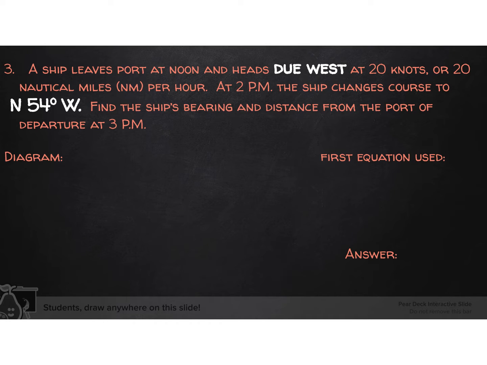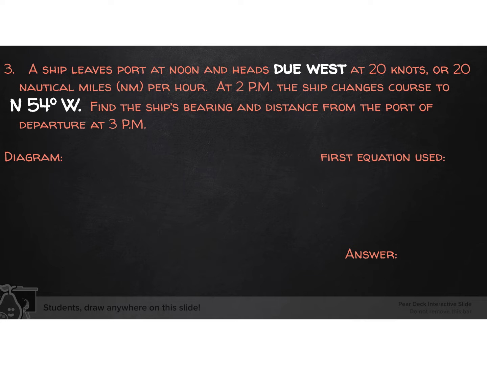Okay, this one I think is a little bit harder. So the setup is tricky for sure. A ship leaves port at noon and heads due west at 20 knots, or 20 nautical miles per hour. At 2 p.m., the ship changes course to north 54 degrees west. Find the ship's bearing and distance from the port of departure at 3 p.m.